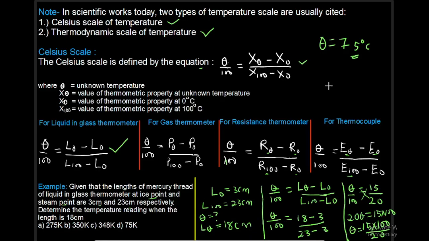So this is our answer in degrees Celsius. The Celsius scale will always give you answer in degrees Celsius. So now all your options, if you observe, are in Kelvin. So we need to convert this to Kelvin. To convert it to Kelvin, we'll simply add 273 to this. So we have theta to be 75 plus 273, and that will give us 348 Kelvin. So our unknown temperature is 348 Kelvin, option C.